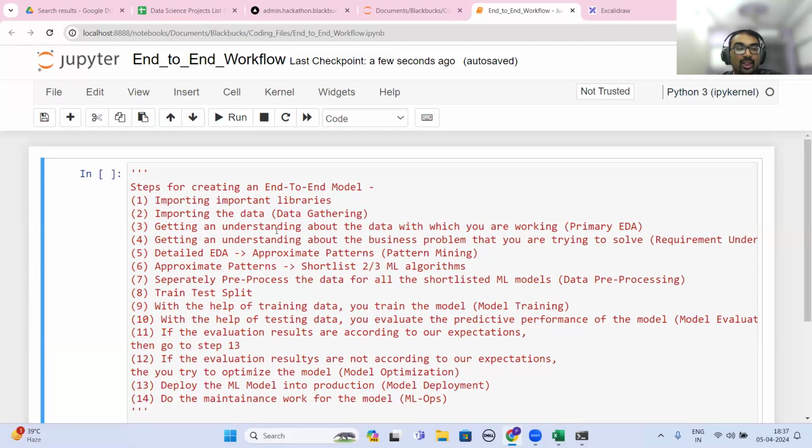This workflow is not something that I have copied from the internet. It is derived from the projects that I completed in industry, and from that experience I have given you this end-to-end workflow. Obviously, it is not going to remain common for everything; it will change for different aspects and portions.